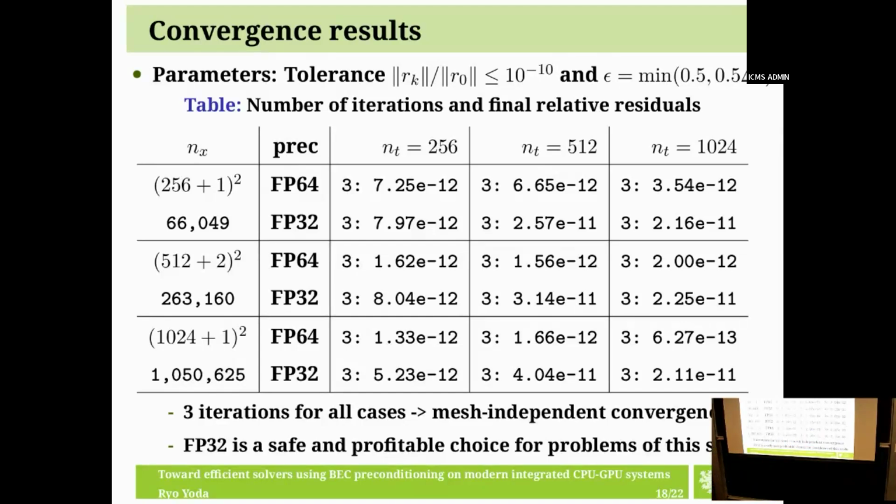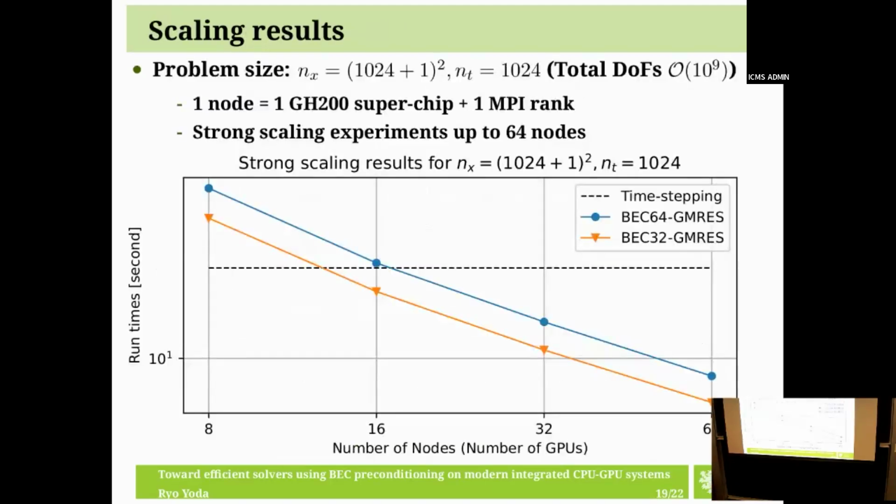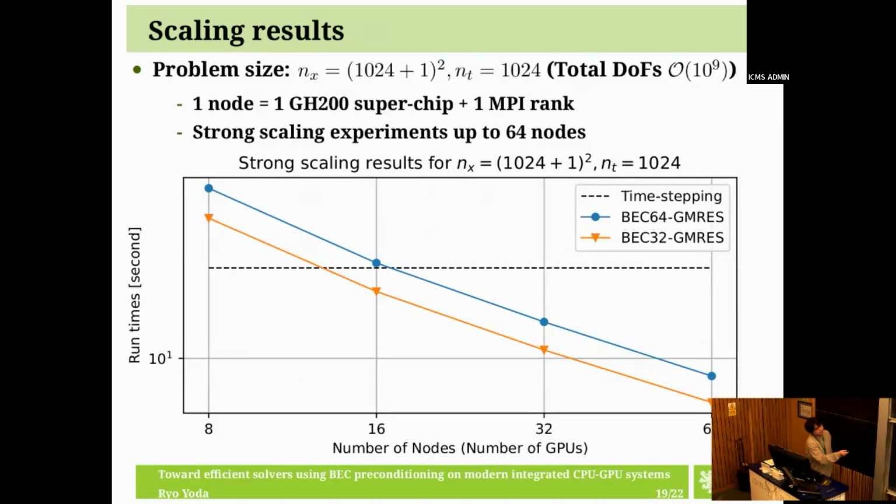Lastly, let me introduce the parallel result, focusing on the largest problem, which is 1000 by 1000 with 1000 time steps. This is an experiment on the Miyabi system, which has Grace Hopper superchips. We launch one MPI process per node. This is a strong scaling experiment up to 64 nodes, and 64 nodes is equivalent to the number of GPUs.